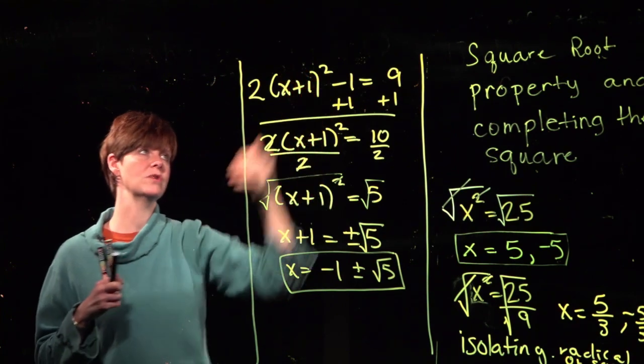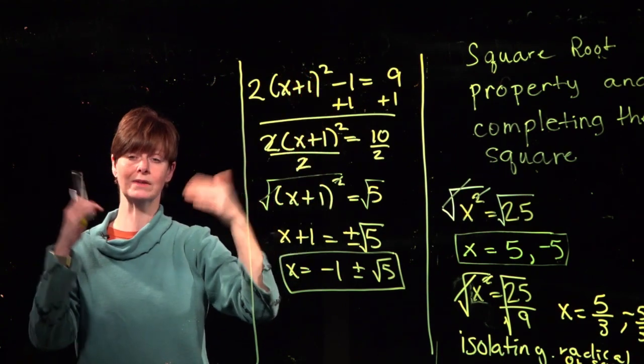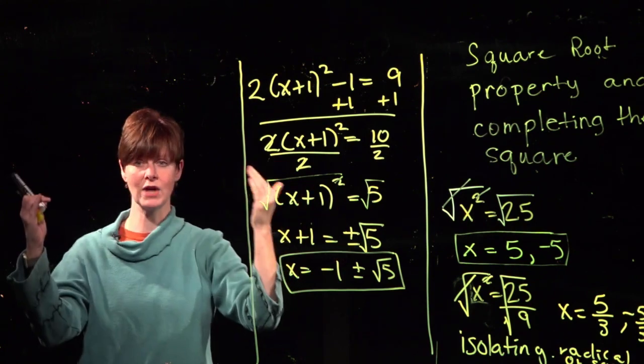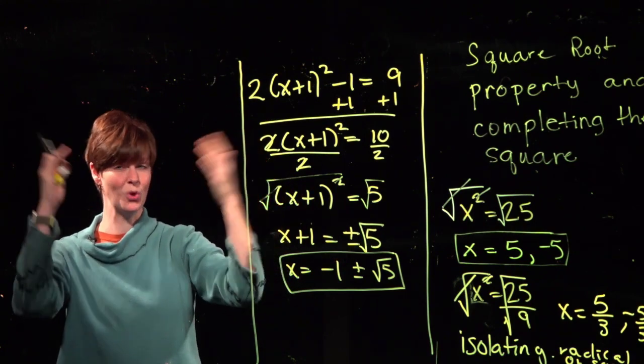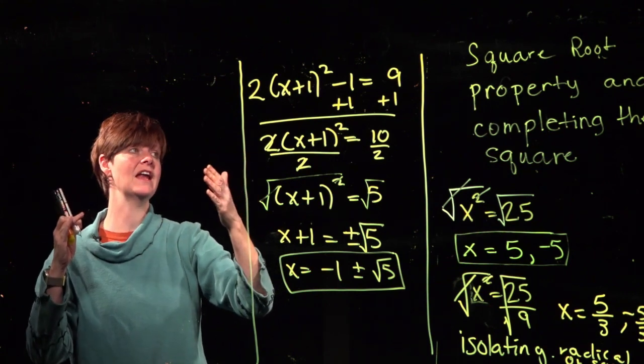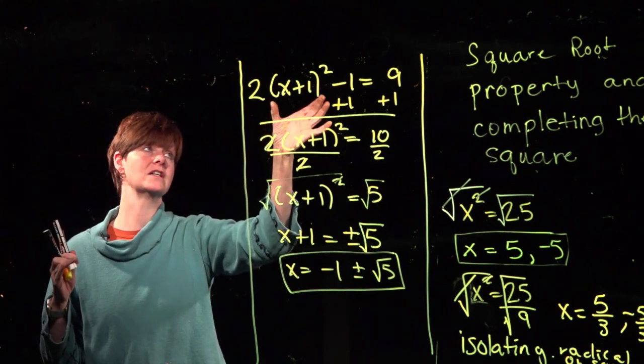On the next problem, it doesn't have a square in it yet. So what you want to do is legal algebra. You're going to add and subtract things to both sides. As long as you add or subtract to both sides, you're totally legal in an effort to create a perfect square.